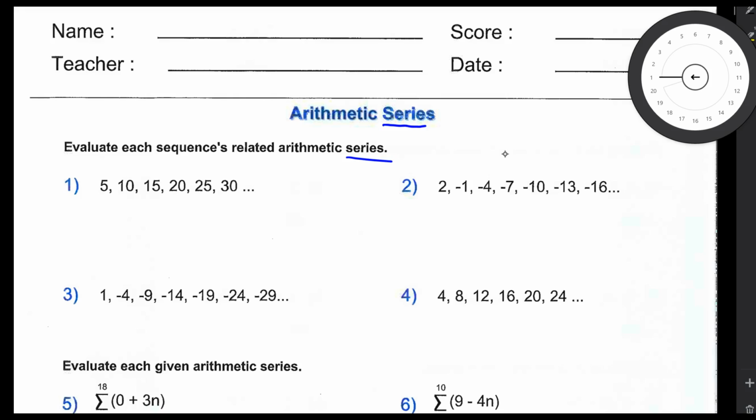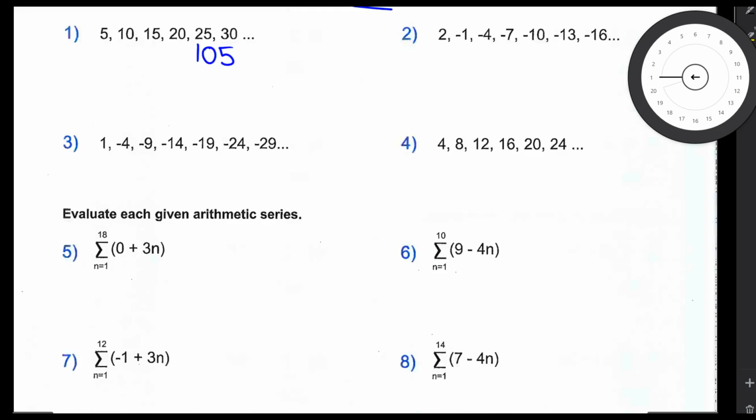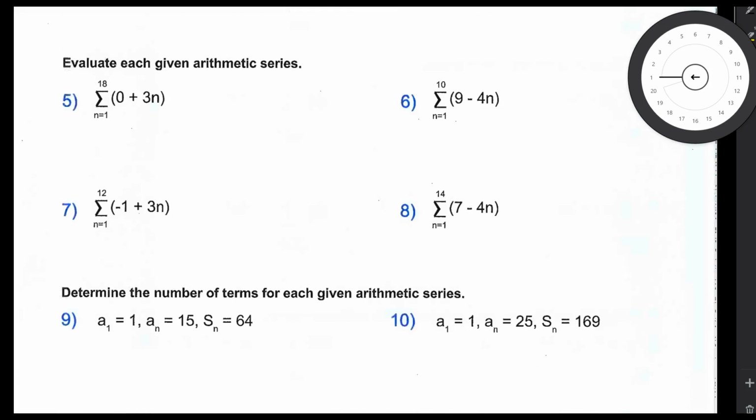So just do 5 plus 10, 15, plus 15, 30, 50, 75, 105, okay? All we're doing is just adding them up. Next, for these 4 questions, there's a little bit more to them, okay?